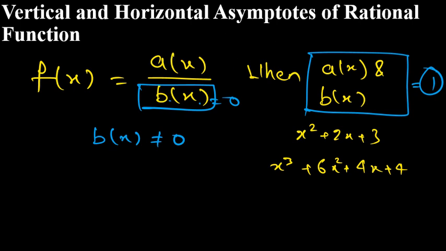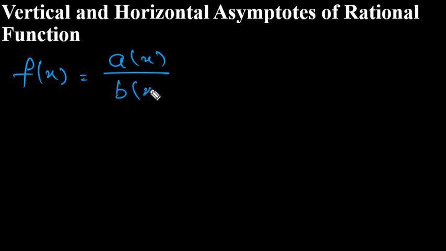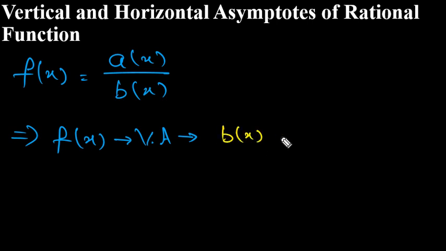Okay, now the important part here is, if you have a function f of x equal to a of x over b of x, there are key points that you need to remember. First, f of x will have a vertical asymptote. Where will the vertical asymptote be? Where b of x is equal to 0.